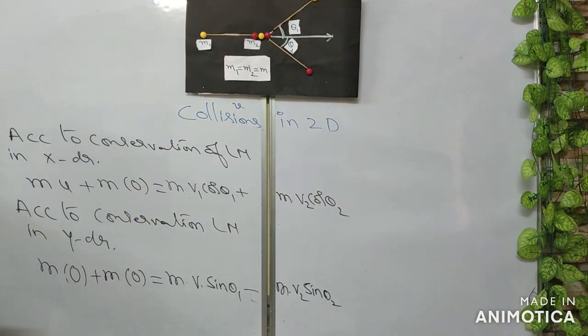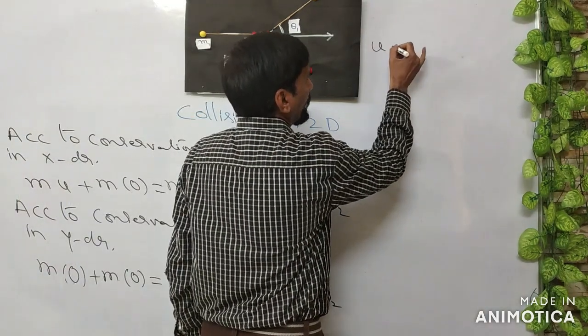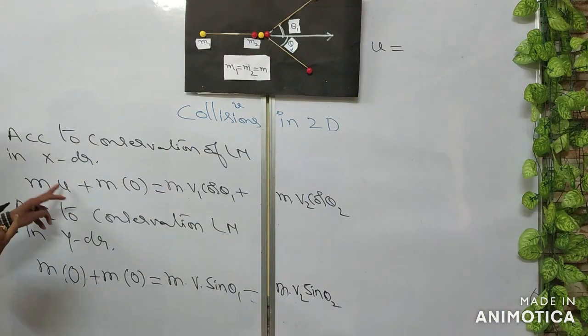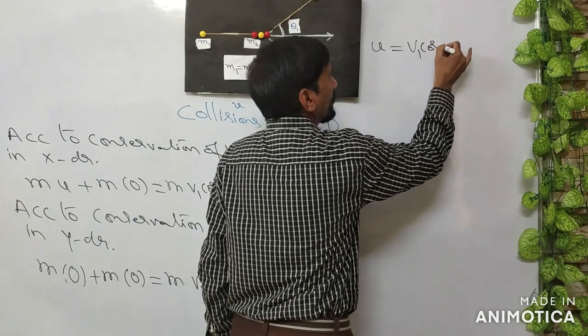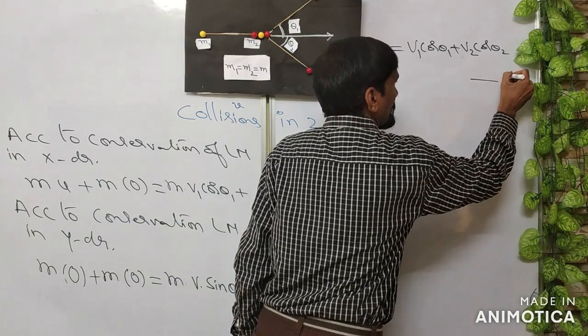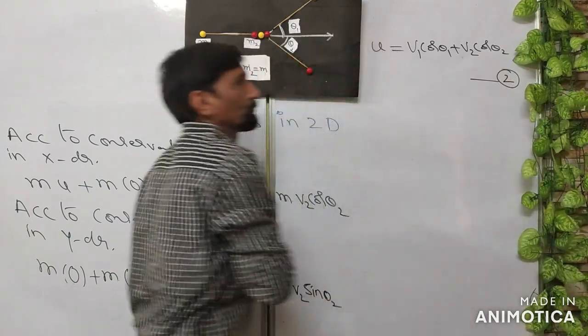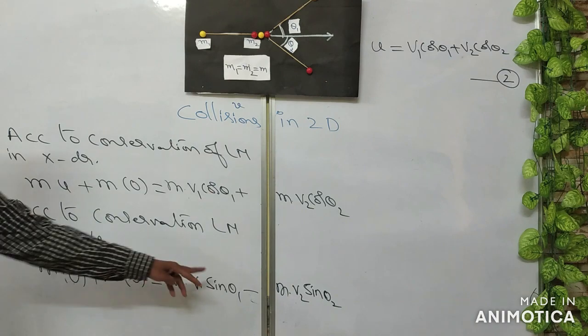When you further simplify the first equation, m is common, so you can cancel m. You get u is equal to v1 cos theta 1 plus v2 cos theta 2. Take it as equation 2. Now the second one: the left hand side is totally 0, and m you can also take common, and 0 by anything is 0 only.